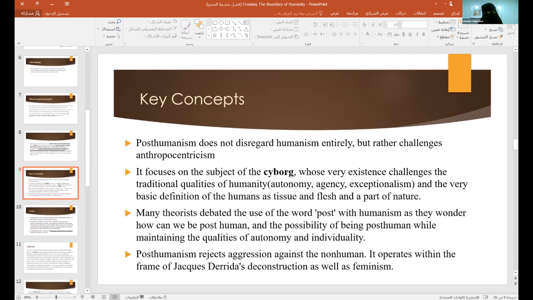We have the term post, and once we see post, which means after, some people assume that it's different from humanism. Humanism is the philosophical concept that deals with human exceptionalism and anthropocentrism. But posthumanism challenges this concept in the sense that it tries to eliminate the hierarchy between the human and the non-human, represented by the cyborgs, for example.